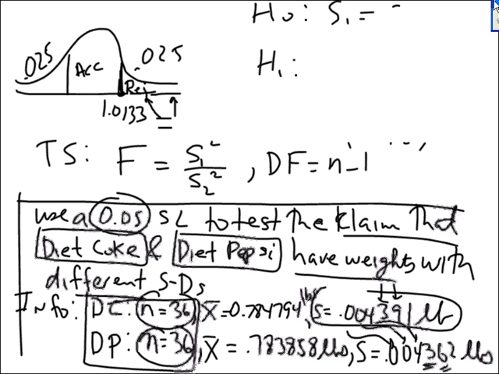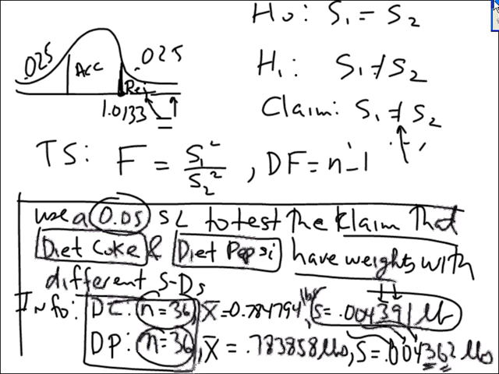I know immediately to put equal for H0. Now what about H1? The claim is that the two sodas have weights with different standard deviations. The claim is that S1 is not S2. Well, that doesn't have equal. So that's also S1, it's not equal. Right.